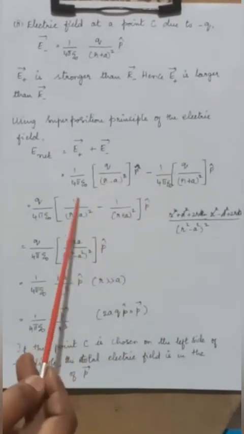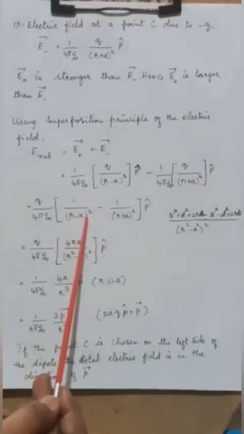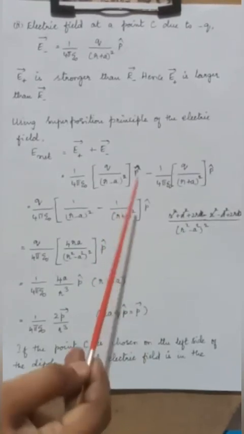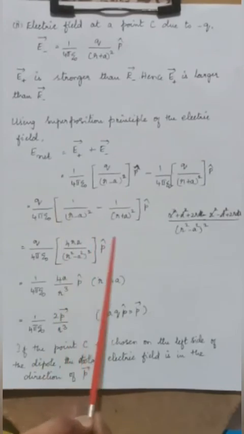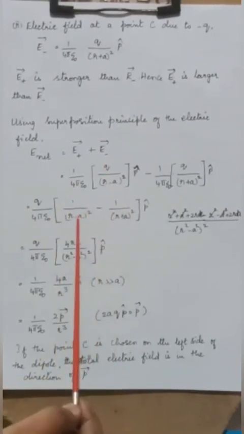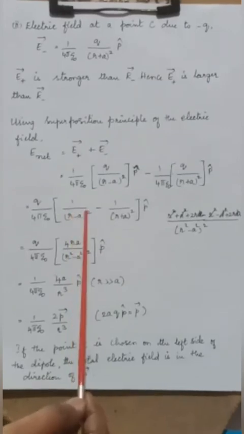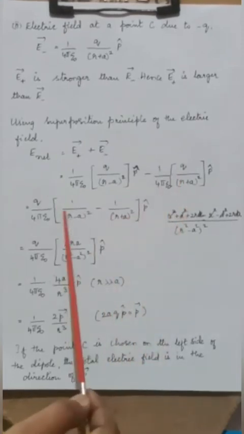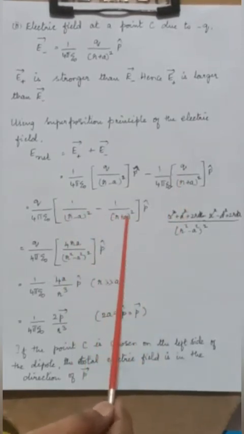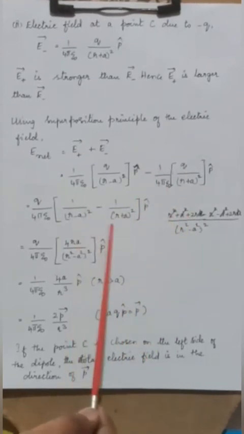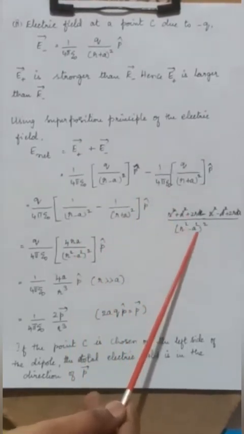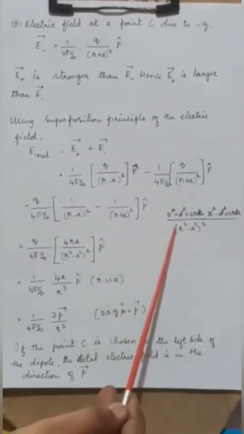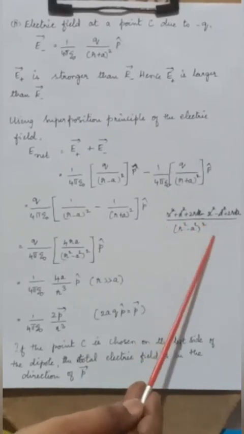What else remains here is 1 by (r minus a) the whole square minus 1 by (r plus a) the whole square. Now I need to solve what is in the bracket. I need to find the LCM first. This is like (a minus b) the whole square into (a plus b) the whole square, which gives me the form (a square minus b square) the whole square. This is what the LCM is. So I will take the LCM here: (r square minus a square) the whole square.